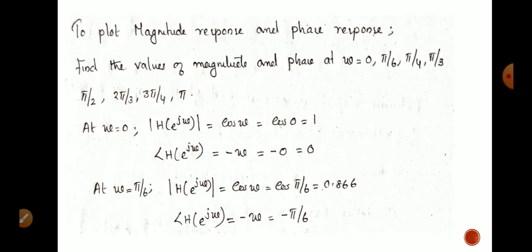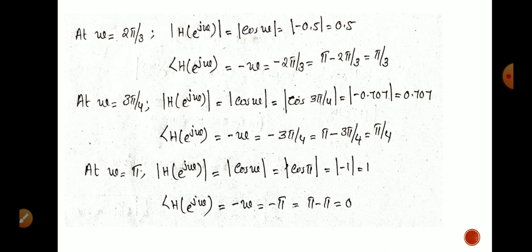Then the next step is to plot these values in a graph. At omega equal to 0, we have the magnitude of 1. To plot the magnitude response, we have to represent omega on the x-axis. First of all, we are going to plot the magnitude response of the given system.